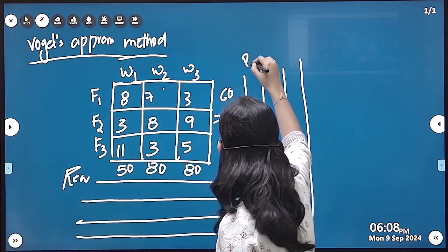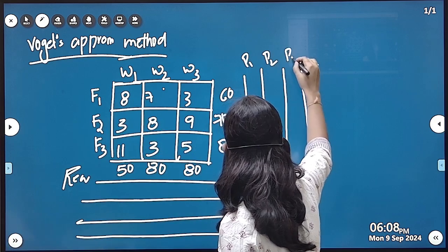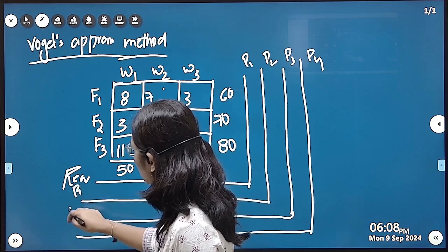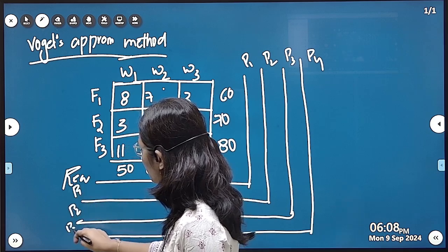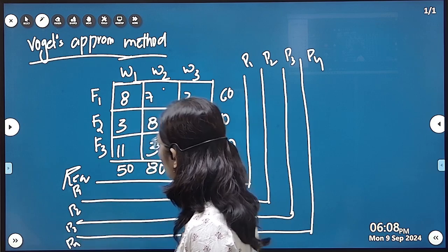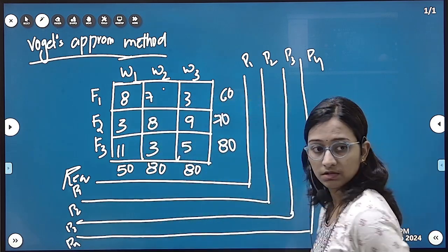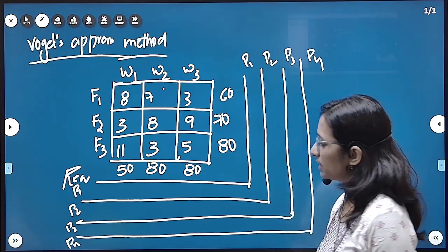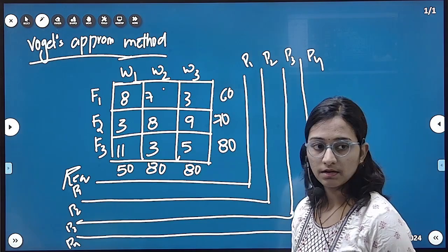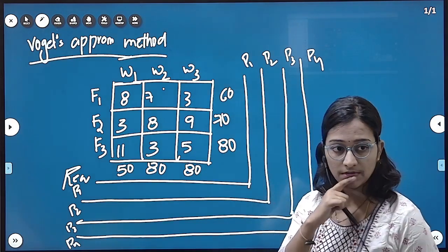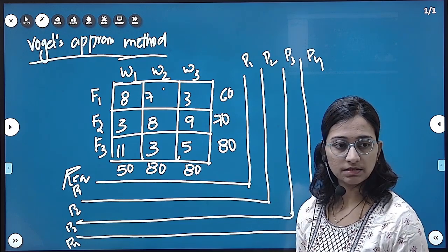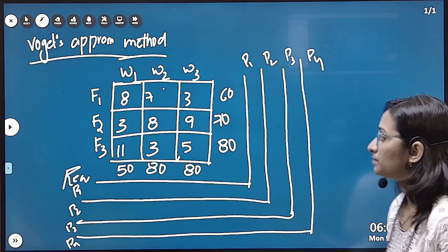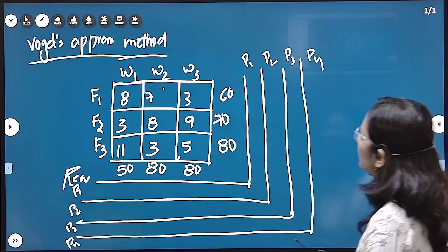So let us treat this P1, P2, P3 and P4. Here also P1, P2, P3 and P4. So in here, yes, not like that. It's like penalty, like penalties. Acha, these are demand. Okay, requirement.